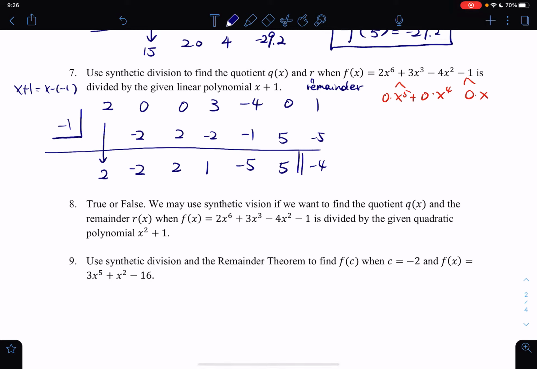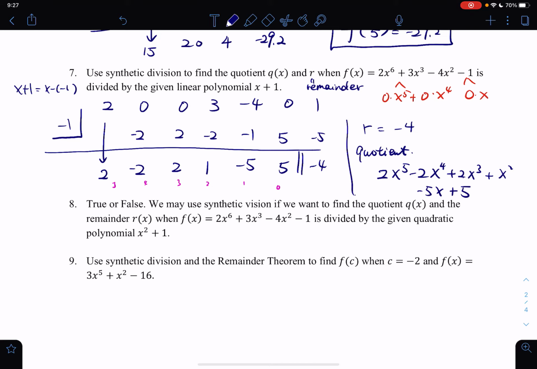Okay, so what you end up with is the remainder is negative 4, and your quotient you get by counting backwards. So it's order of 0, 1, 2, 3, 4, 5. So the highest order term is the 5th order. So it's 2x to the 5th minus 2x to the 4th plus 2x cubed plus x squared minus 5x plus 5. So this is supposed to be your answer.